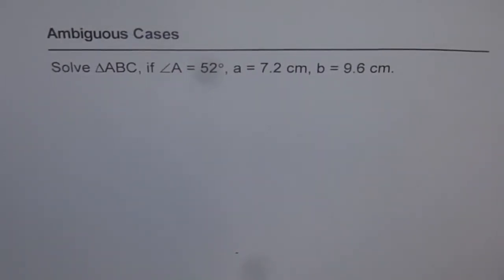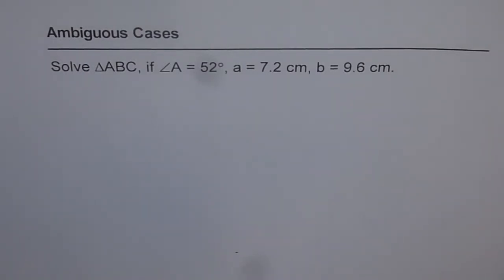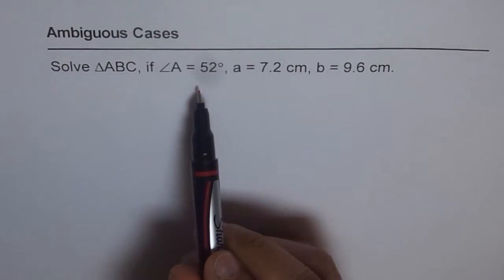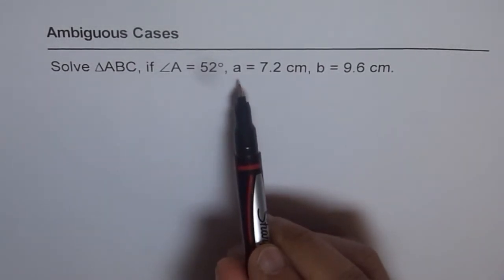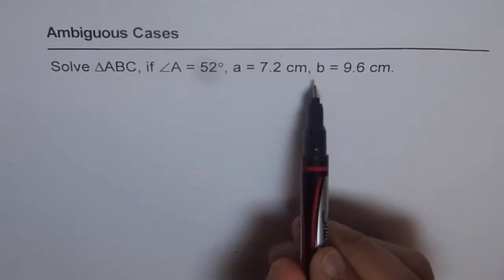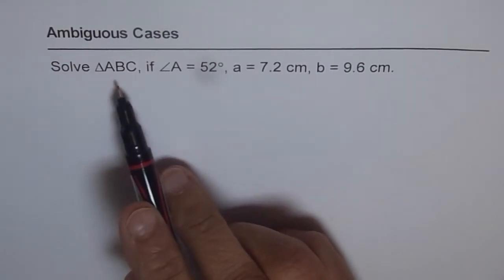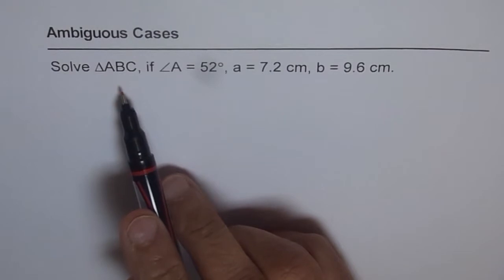Ambiguous cases. In this set of videos, we'll consider a few cases which are ambiguous. We are not certain whether the given conditions will make a triangle, or will not make a triangle, or at times make two triangles. The question before us is: solve triangle ABC if angle A equals 52 degrees, side a is 7.2 centimeters and b is 9.6 centimeters. When we say solve triangle ABC, we mean find all the angles and all the sides.